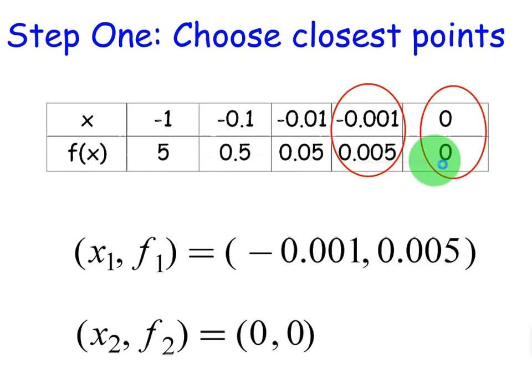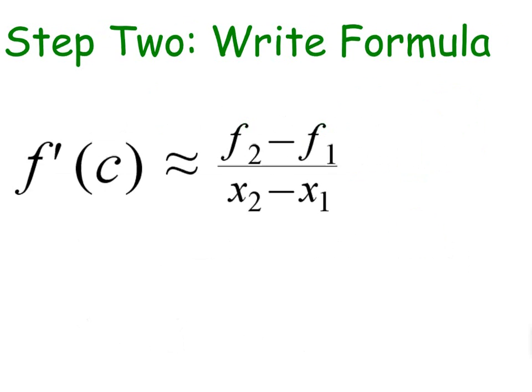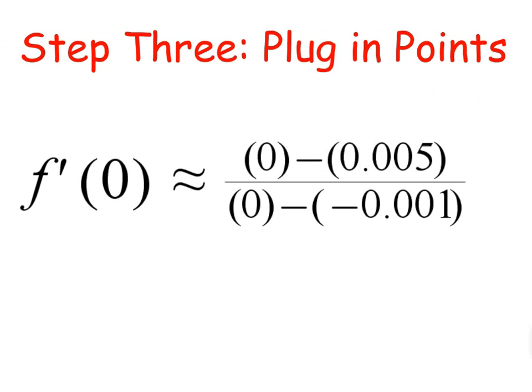I'm sorry, numerator. This is the numerator. I'm getting confused here. The denominator will be positive. The x values are increasing. The y values are decreasing. So it will be the same formula. So on the top we'll have 0 minus 0.005 because the values are going down, and then 0 minus negative 0.001, like that. So that's y2 minus y1 over x2 minus x1.